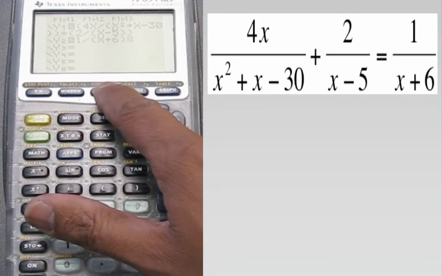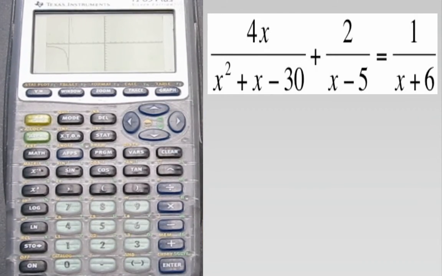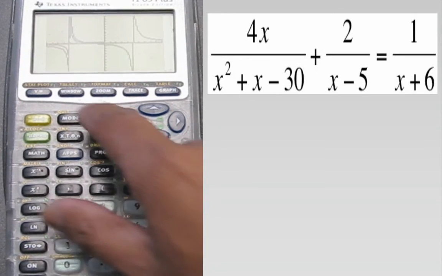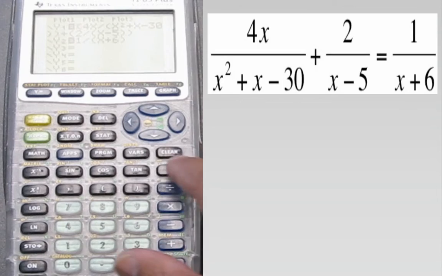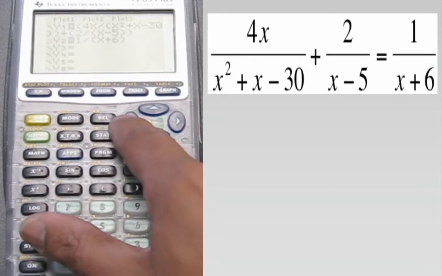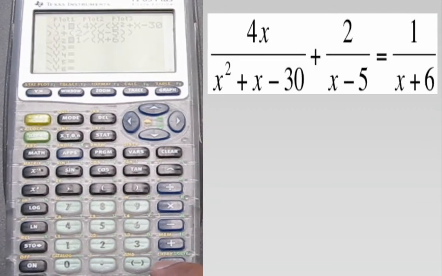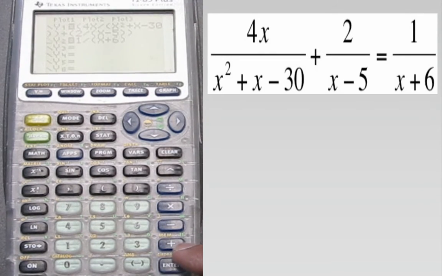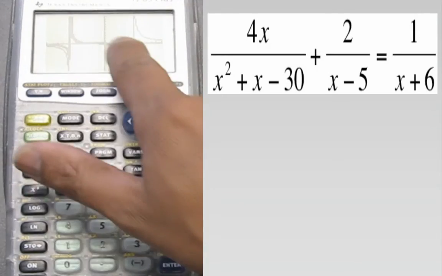First I'm going to try my window as zoom 6. That gives me a standard window, and then I'm going to see if there's some kind of intersection. It's hard to tell here on this graph here. So what I'm going to do is go back to my y equals, and on my second function I'm going to highlight the line here, make it darker by hitting enter. So we hit enter. The line on the second function is darker. So I'm going to hit graph again.